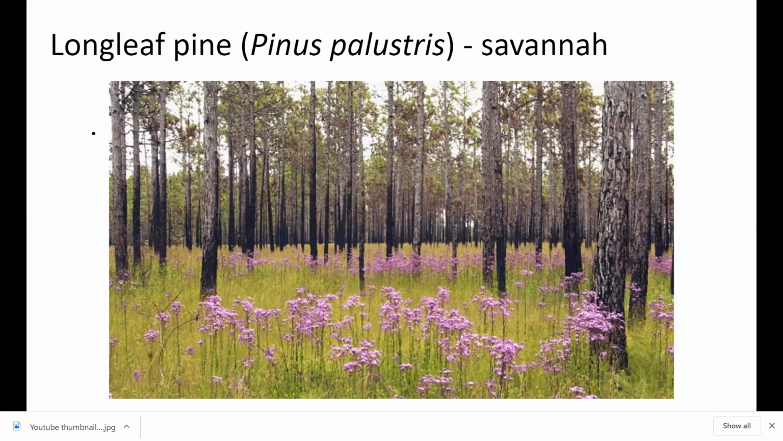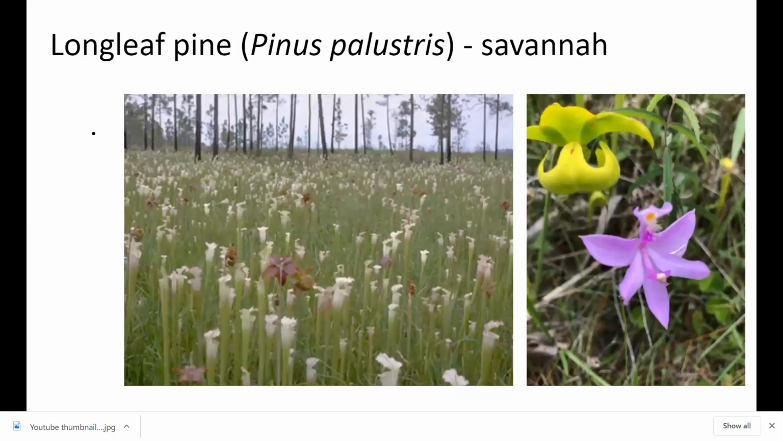If you look at diversity of the canopy, it's not diverse at all. There's one species, longleaf pine. But the understory with this frequent fire really favors this incredible lush diversity. And some really important and unusual species are in that savanna type community.